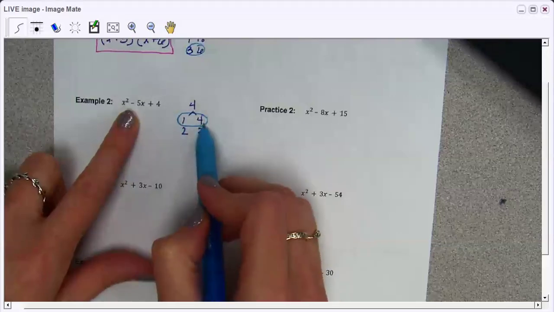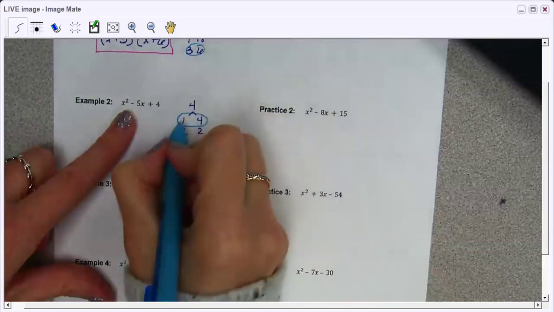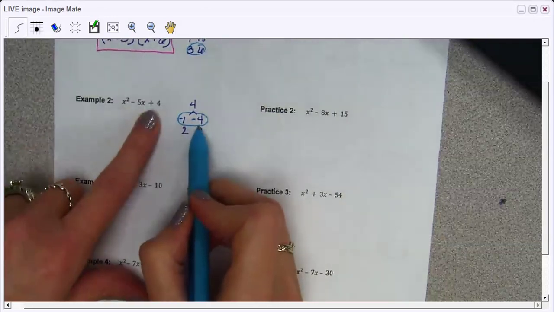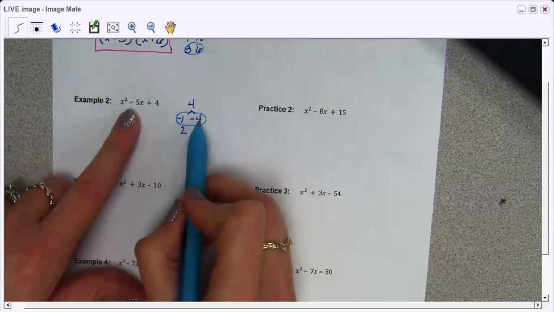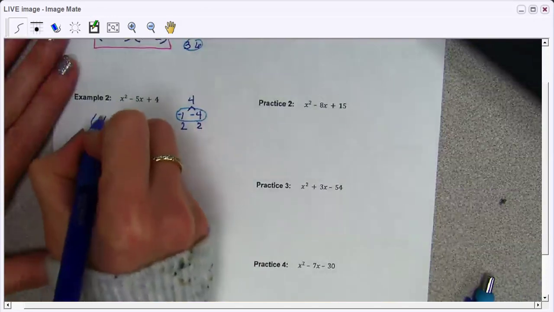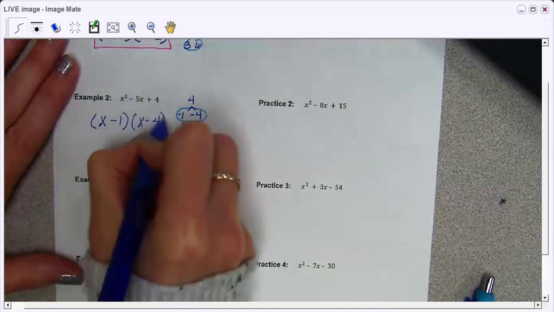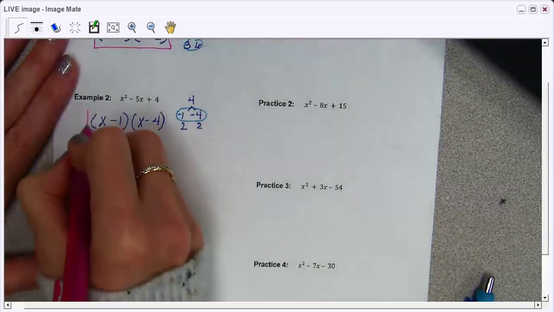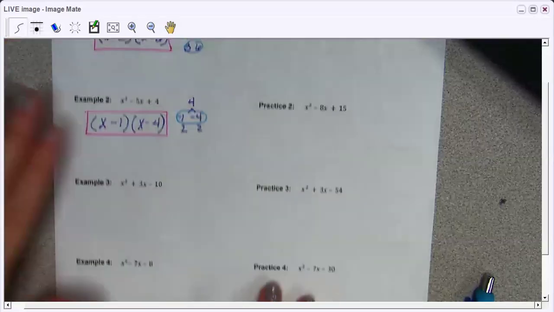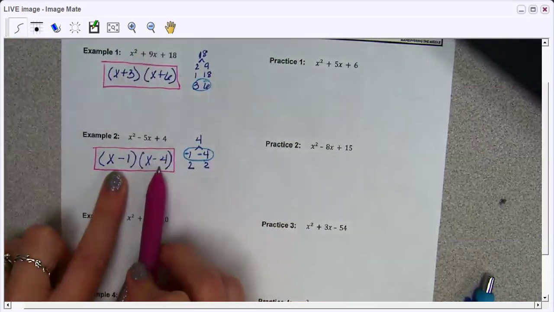How can we make this a negative 5 and still keep a positive 4? Well, we can make this a negative and this a negative. So negative 1 times negative 4 is a positive 4, and negative 1 plus a negative 4 is a negative 5. Okay, so in this case, we have both subtraction. Again, you can FOIL that back or distribute it back to see if you end up where we started. So 2 positives, you're going to have 2 positives. A negative and a positive, you're going to have 2 negatives.